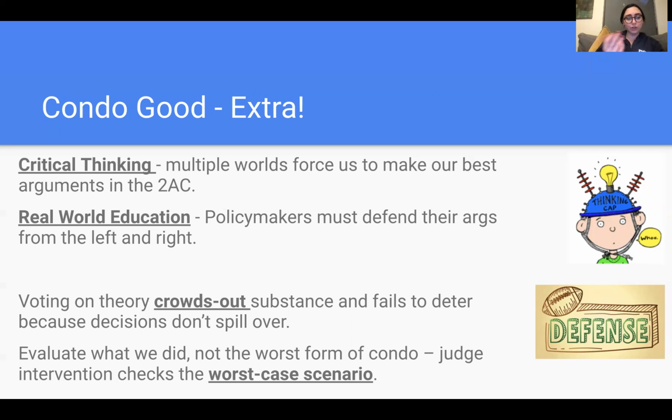And also, because of that, you should always evaluate what the negative did and not what it could justify, right? Not the worst form of conditionality, but let's say in this debate, there was only one conditional advocacy or only two conditional advocacies, right? They shouldn't imagine a world where there are like 50 conditional counterplans because that's not what we did. So we shouldn't be held guilty for the worst case scenario.